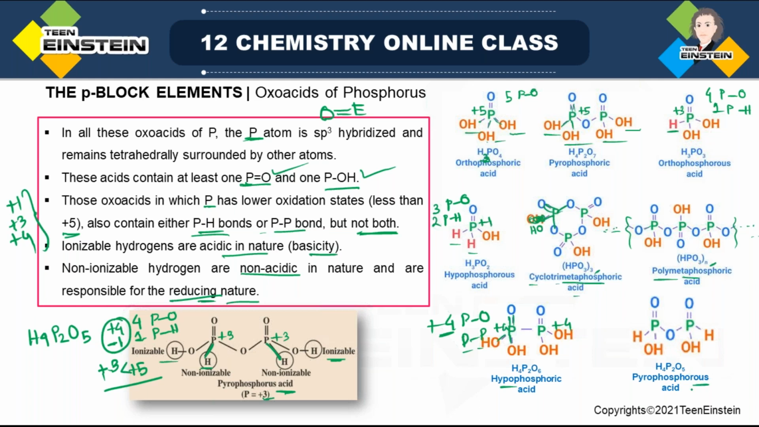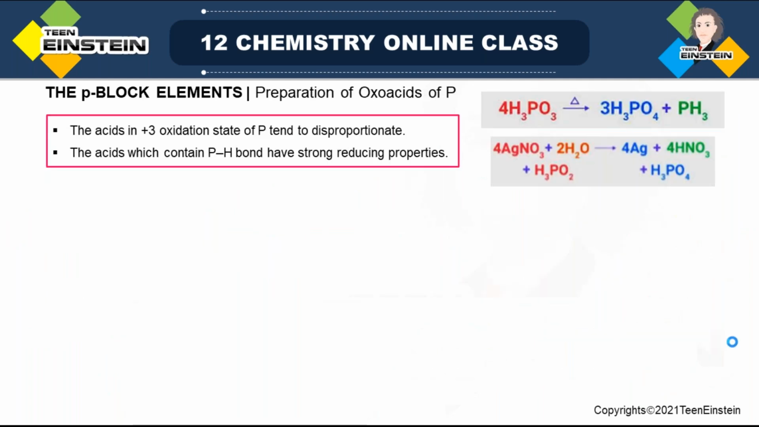And pyrophosphorus acid, this molecule you have already seen here, the same molecule H4P2O5, and here we have 2 P-H bonds. So related to the structure, is there any doubt? Now we will see how we can make it, but before that we will see two reactions. H3PO3, just have a look, and also the next one is H3PO2.